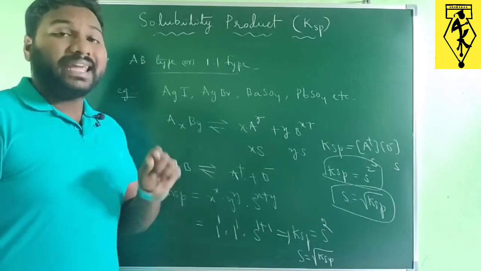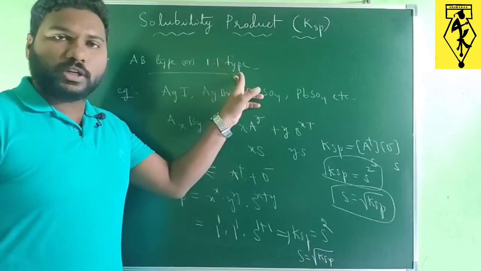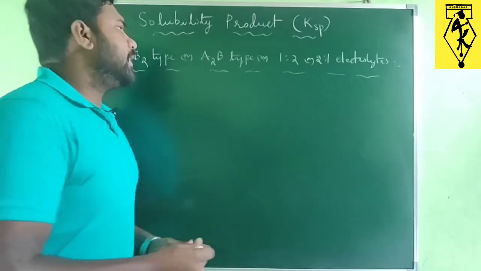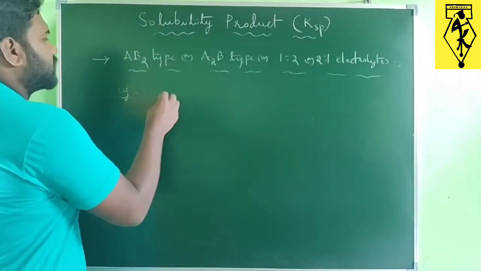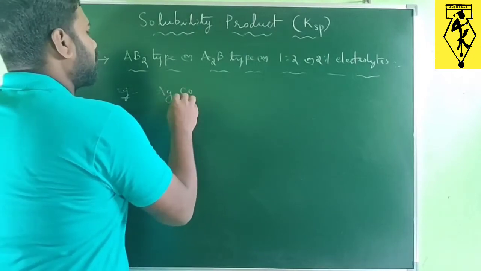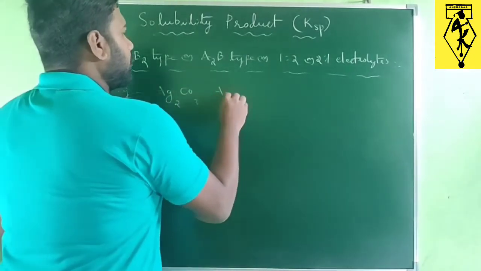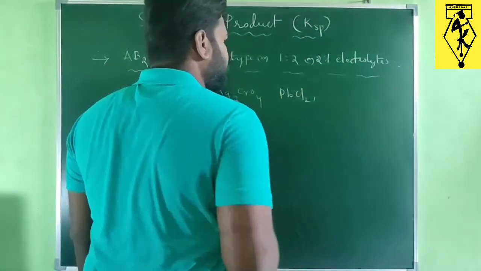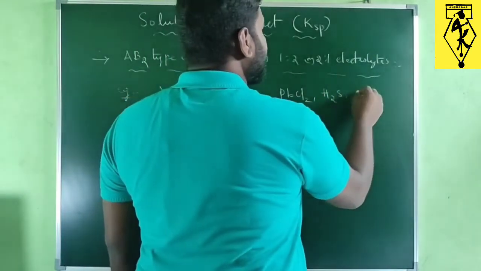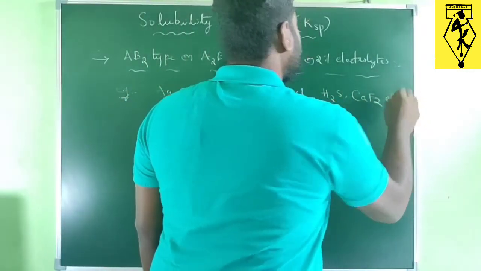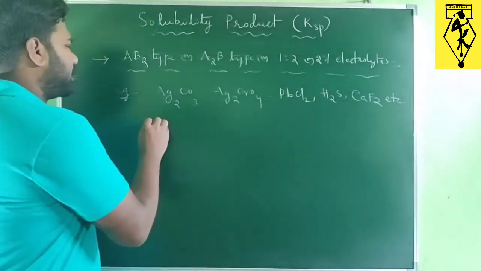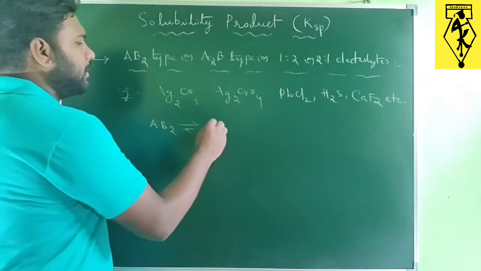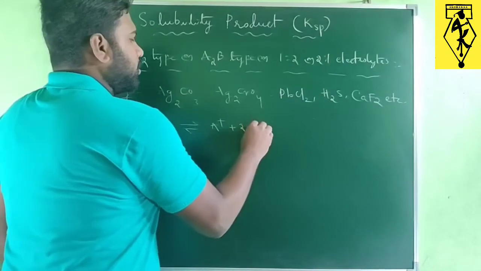Next we will discuss AB2 type, or A2B type, or 1:2 ratio or 2:1 type of electrolytes. So let us discuss this category. Here examples we can discuss: silver carbonate, silver chromate, lead chloride, H2S, and calcium fluoride. These are all examples for this category. For general dissociation of this electrolyte, I am taking AB2, or you can take A2B, you will get the same thing: A+ and 2B-.